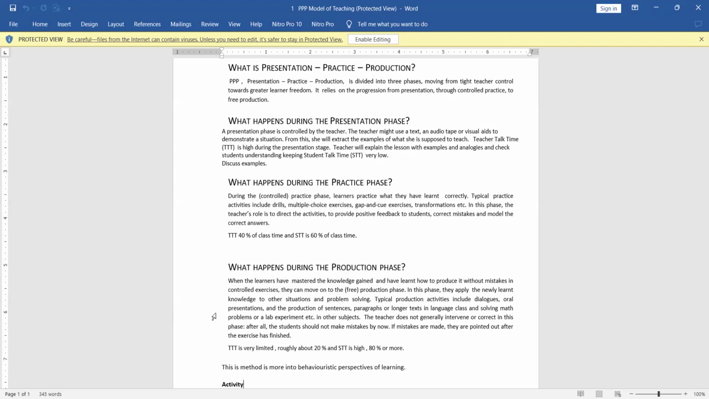Now, if it is a science lesson, it is about photosynthesis. In the presentation stage, the teacher explains everything about photosynthesis. In the second phase, the practice stage, the teacher gives them a paragraph, or words and definitions to match related to photosynthesis, then rearrange the process of photosynthesis, etc.